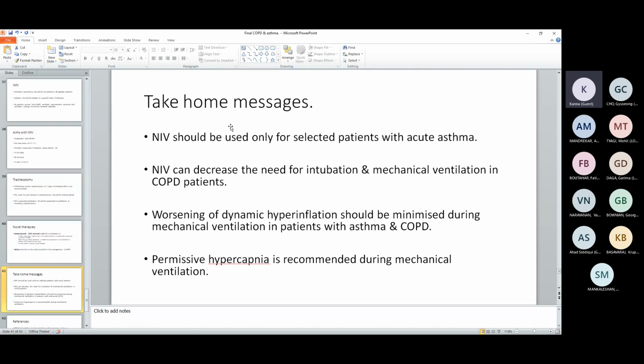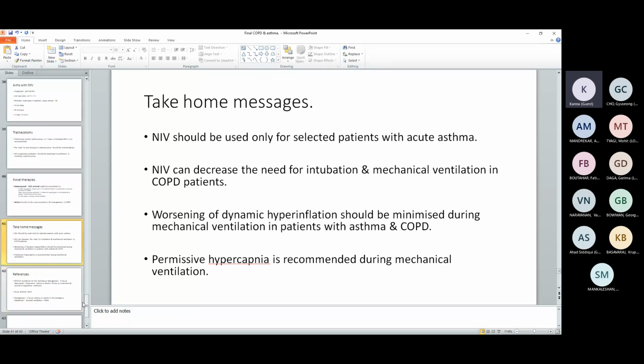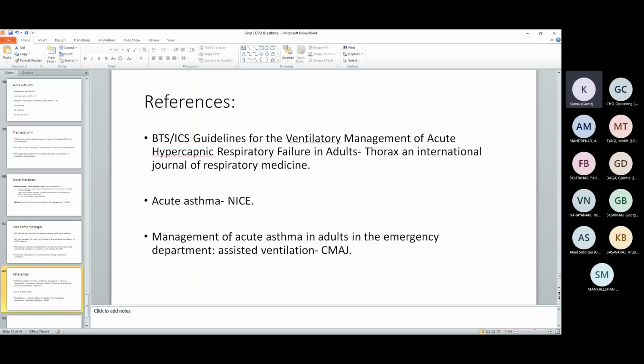The take-home message: NIV should be used only for selected patients in acute asthma, but NIV can decrease the need for intubation and mechanical ventilation in COPD patients. Worsening of dynamic hyperinflation should be minimized during mechanical ventilation in patients with asthma and COPD, and permissive hypercapnia is recommended during mechanical ventilation in asthma as well as in COPD. These are my references. Thank you.